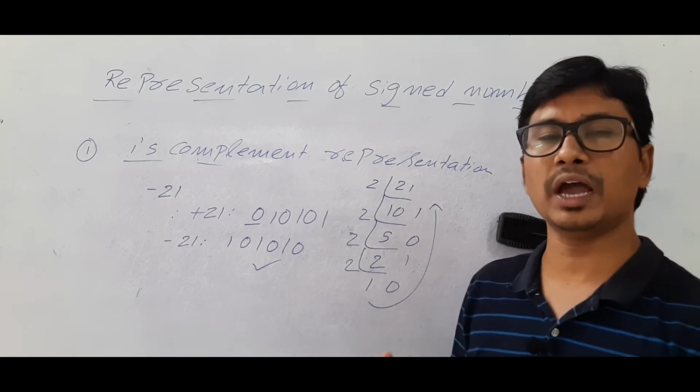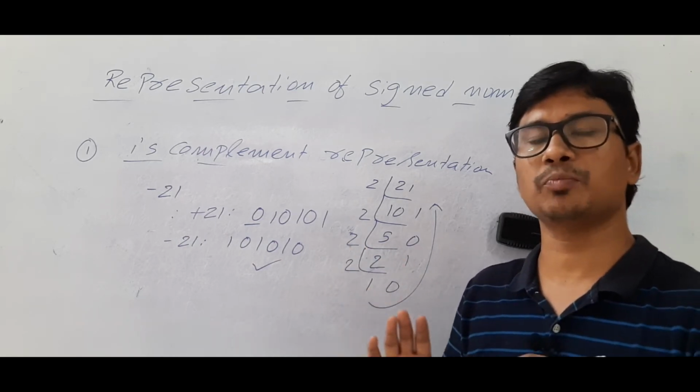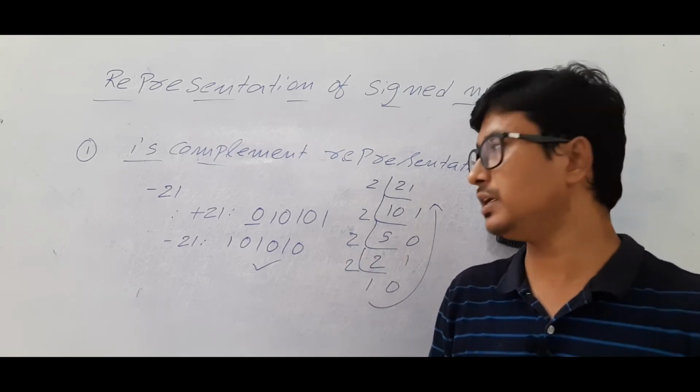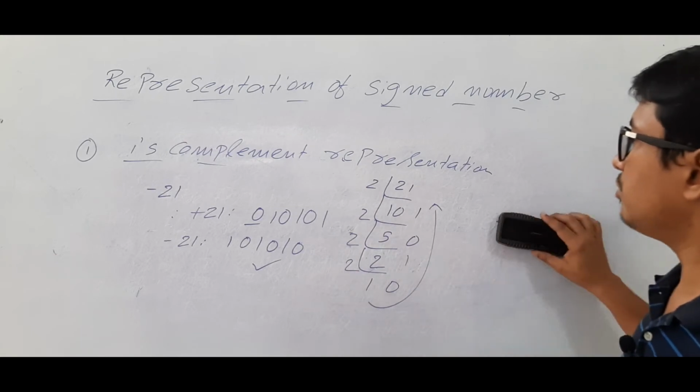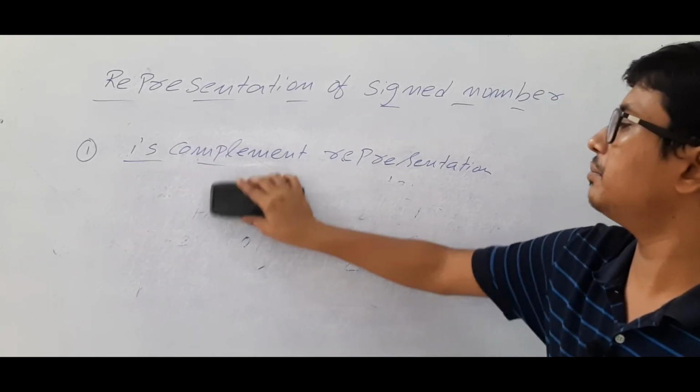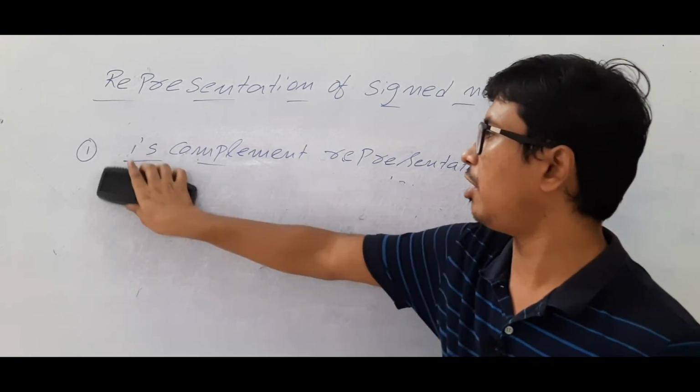So I hope you have understood how to represent a positive number in ones complement and how to represent a negative number in ones complement form. Now we will discuss how to represent a positive number and a negative number using twos complement form.